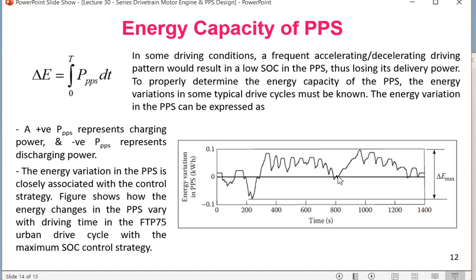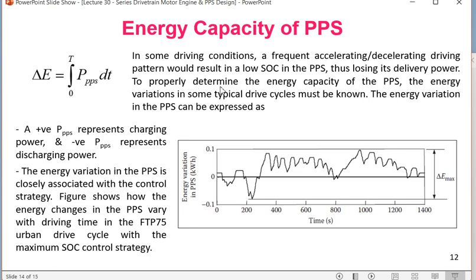And then here there may be a stop for a very small time. Again it is a long stretch for quite a longer time. So this is a considerably good thing as far as PPS charging is concerned, by the primary source to the secondary source. In some driving conditions, frequent acceleration and deceleration of the driving pattern would result in damage in the PPS or low PPS, thus losing its delivery power.